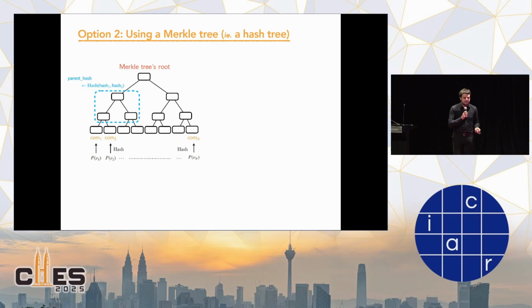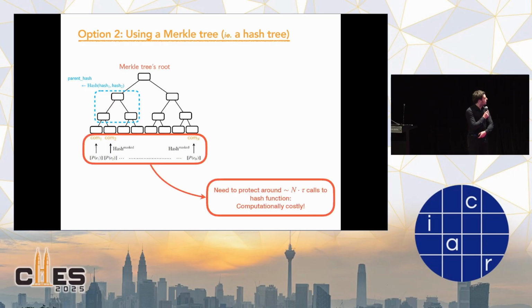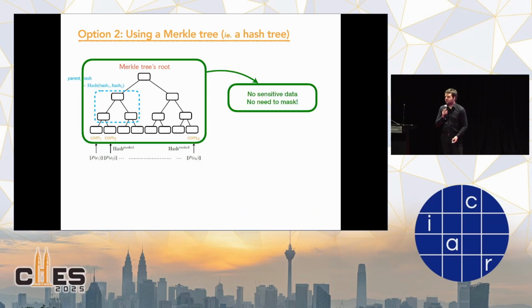So if we want to mask this polynomial commitment, we need to mask this step. We want to be able to commit the evaluation from a sharing and to obtain the commitment digest. And for that, we will need to have a masked implementation of the underlying hash function. And so it will be quite expensive. The big advantage of using a Merkle tree is that the tree itself does not contain sensitive data. So we don't need to mask it.